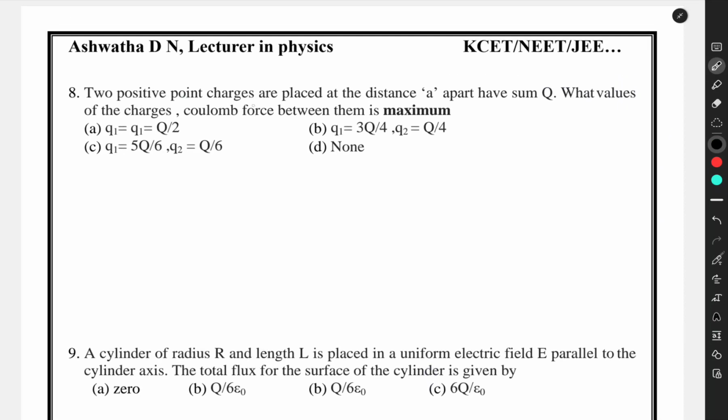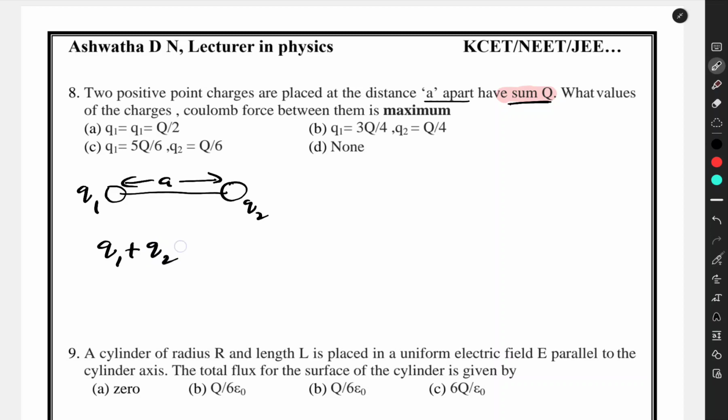Two positive point charges are placed at a distance small a apart and whose sum is Q. The sum of charges is Q. Let me consider, here there is a charge q1, here there is a charge q2. They are separated by some distance a, not r, it is a. Now their sum q1 plus q2 is equal to capital Q. For what values of the charges is the Coulomb force between them maximum?